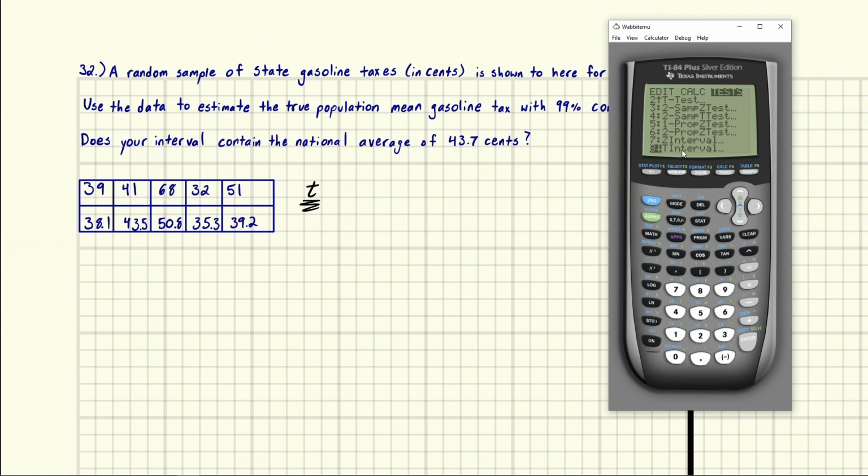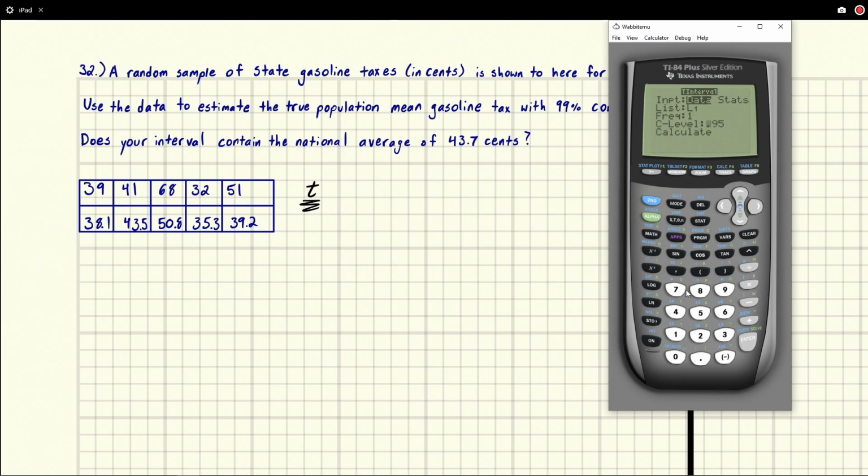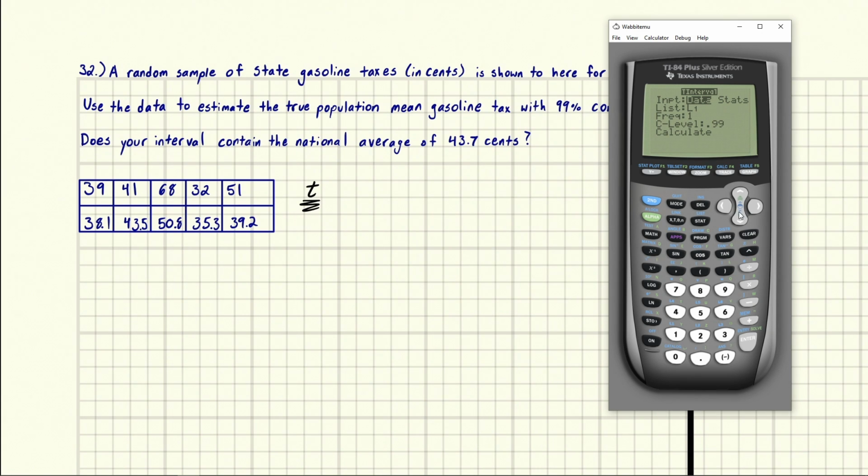All right, now coming in here, we're going to go to a t-interval because that's what we are going to be dealing with. So we are going to choose option 8 under the TESTS and the STAT menus. And in here, we're going to choose Data since we were given data. We're going to use List 1, frequency 1, and then our confidence level. We want to be 99% confident, so we're going to choose 0.99, and we're going to hit Calculate. It's going to compute, and we are given the interval.